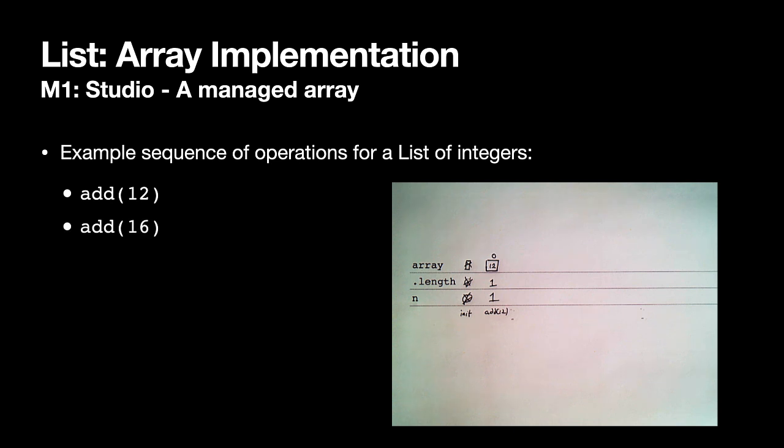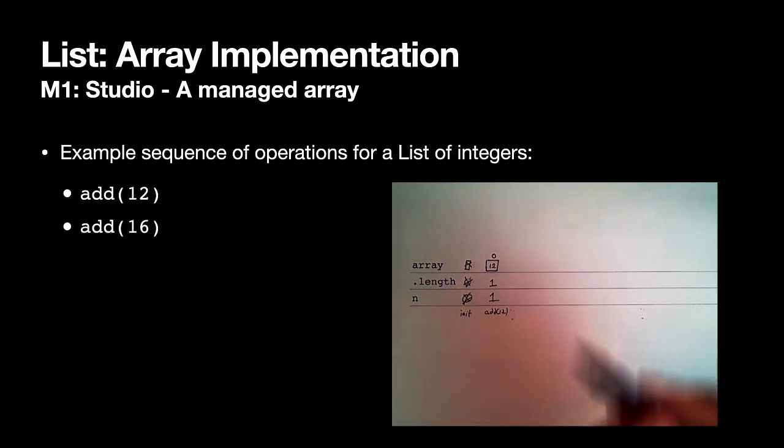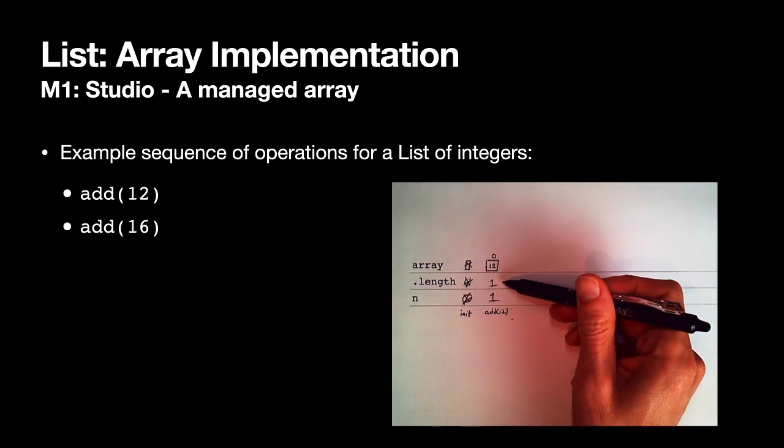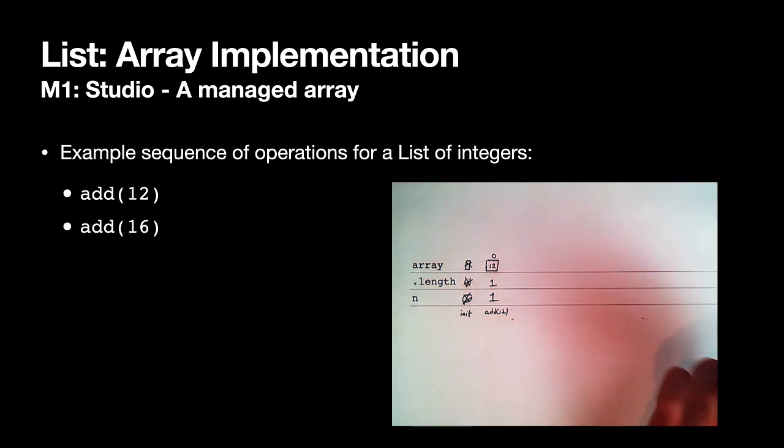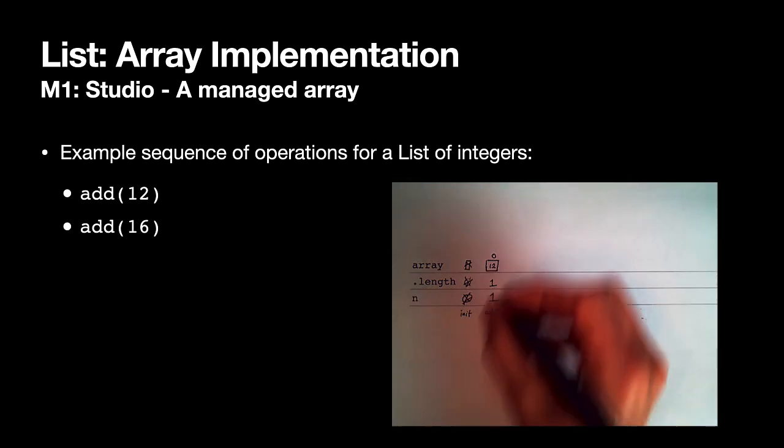Okay, so our second operation is an add of 16. So I look at my capacity, which is 1. I can hold one thing. Oh, and I've already got one thing in it, n is 1. So I'm out of space. I'm going to use my array doubling strategy.